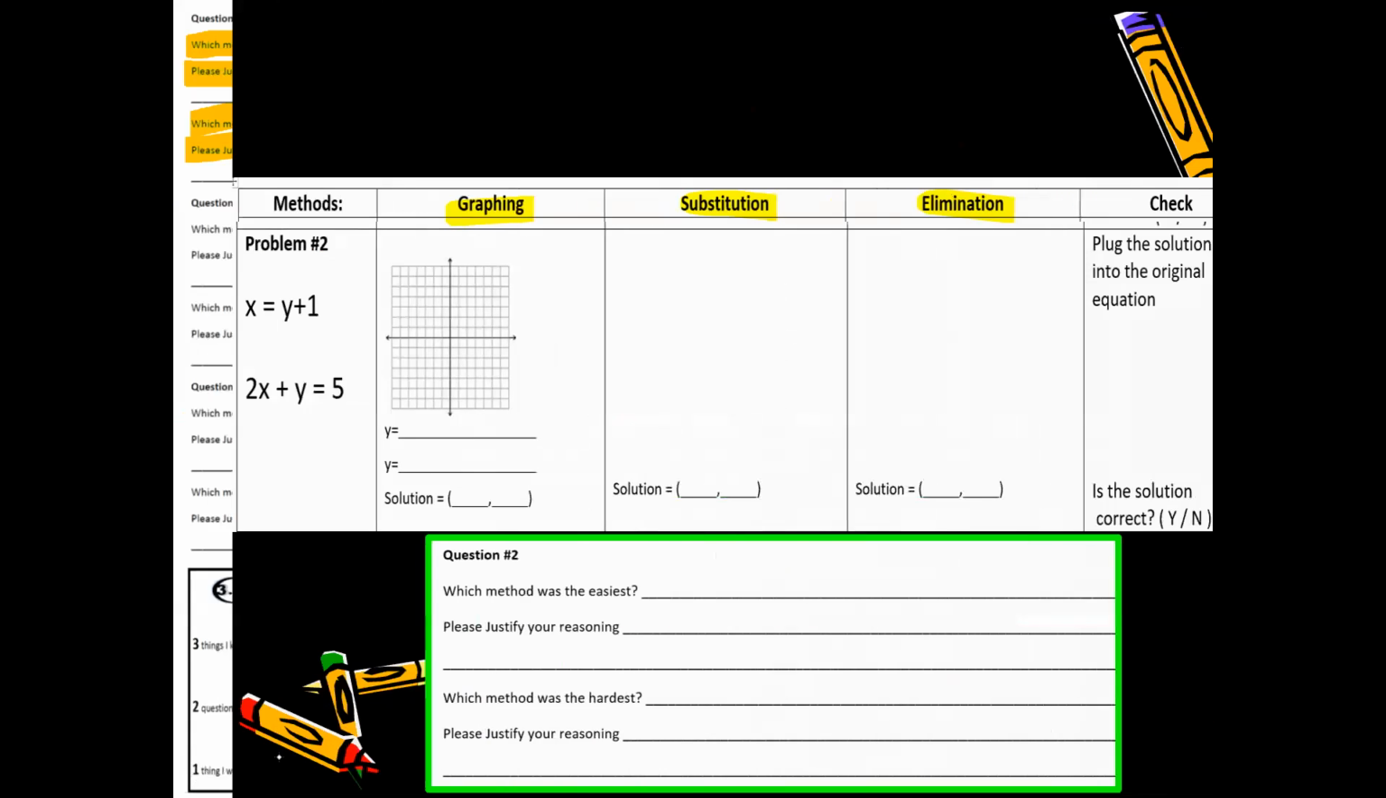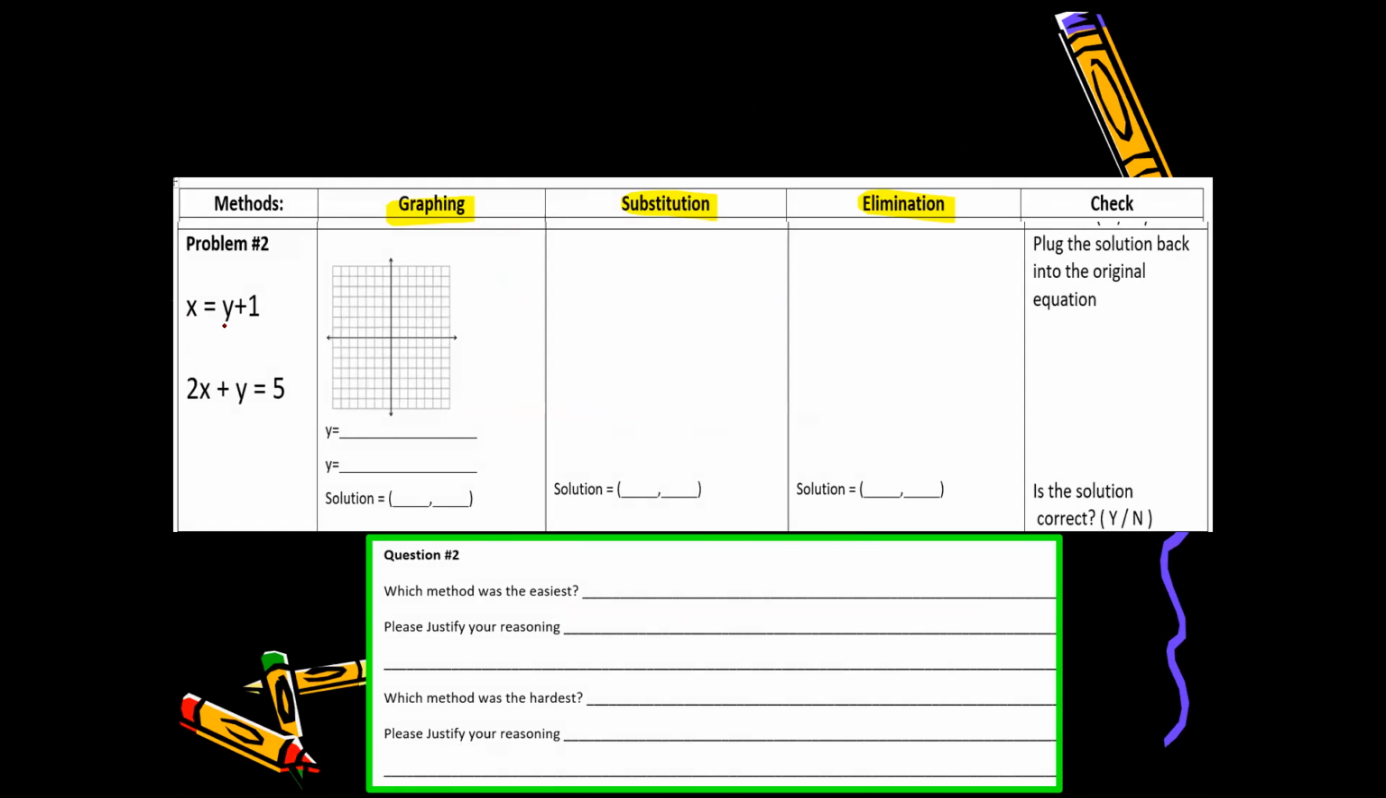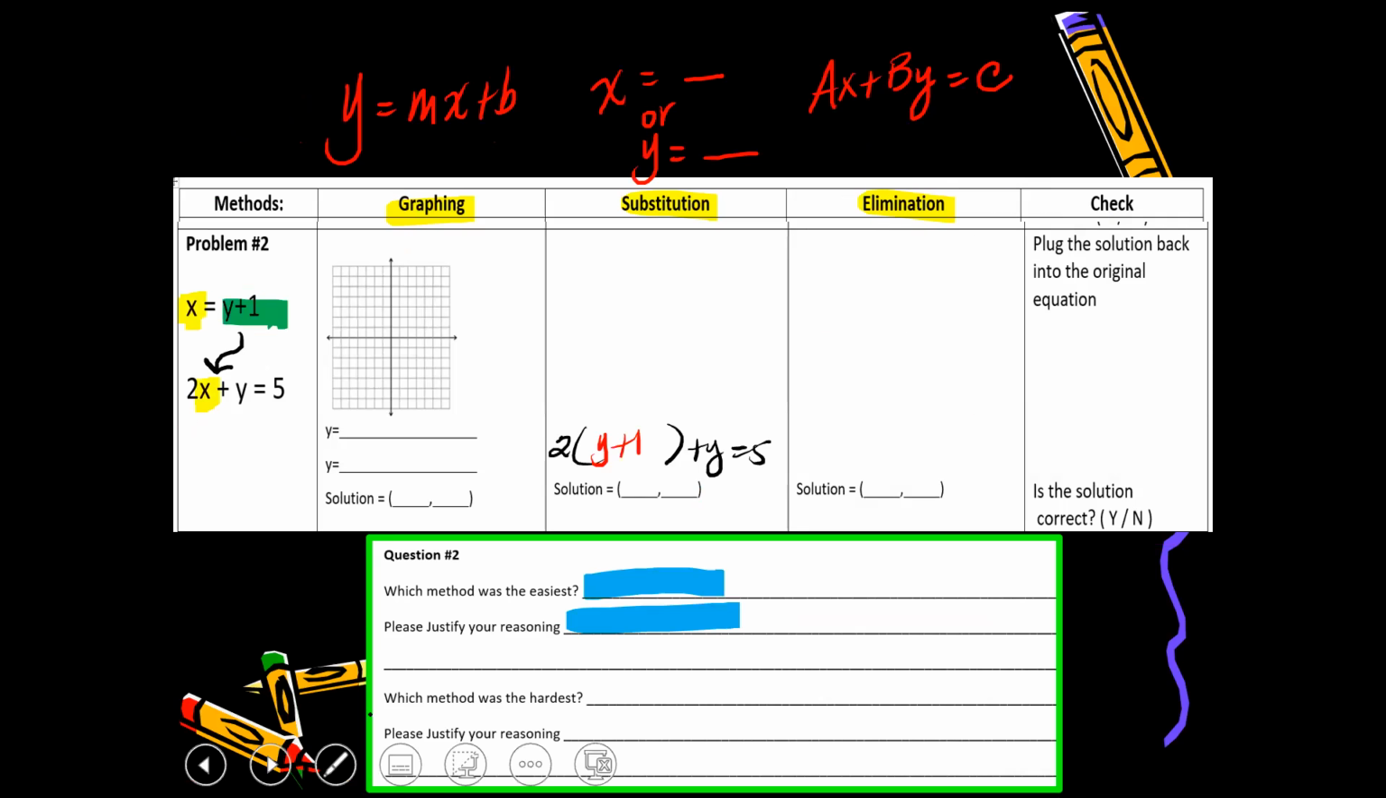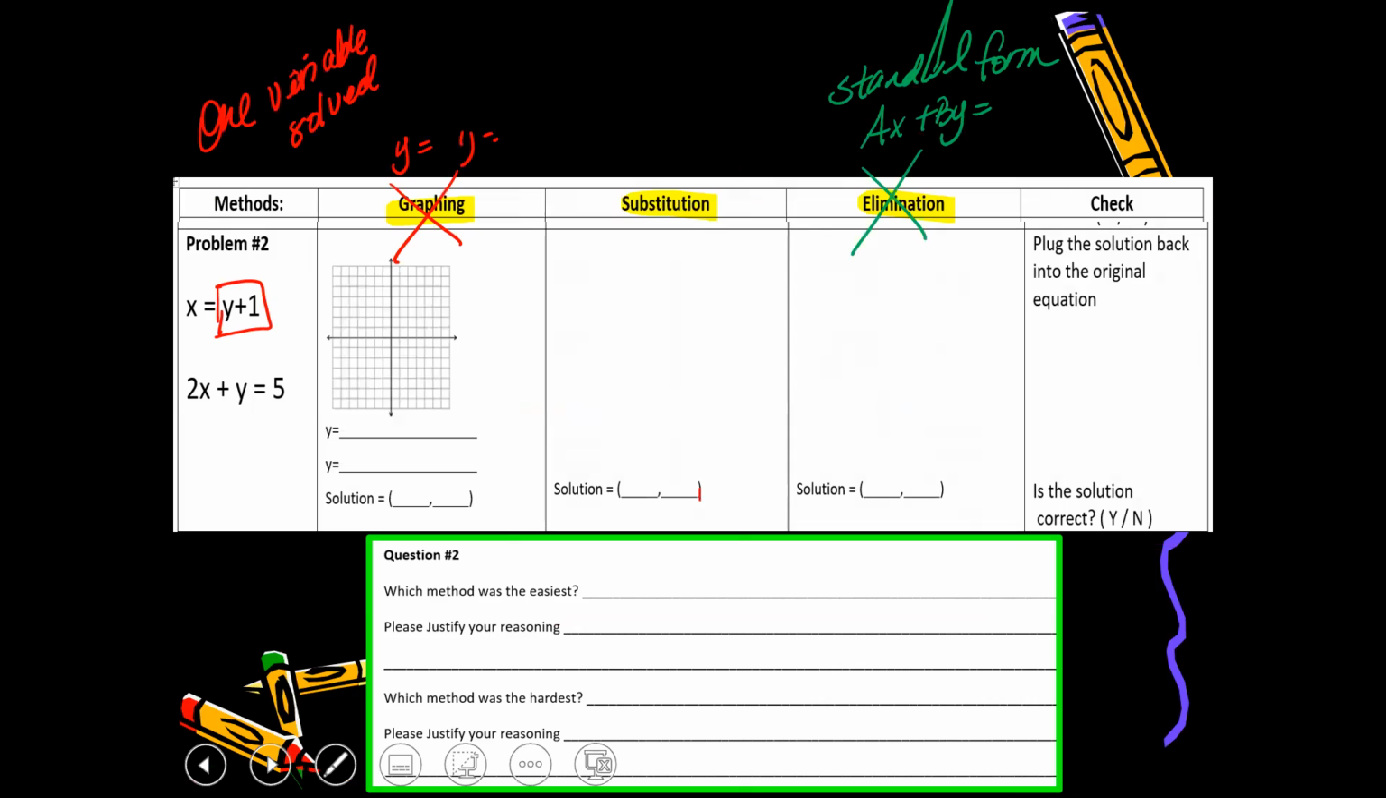Question number 2, here we go. Take a look at the way the problem is set up. Here you have x equals y plus 1. So you have one of the variables solved. So probably not graphing, because remember, graphing has to be y equals and y equals. Probably not elimination, because elimination has to be in standard form. And standard form is having the x and y together on the left side. And only this one is like that. So I'm probably going to do substitution.